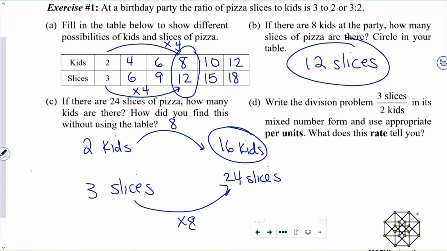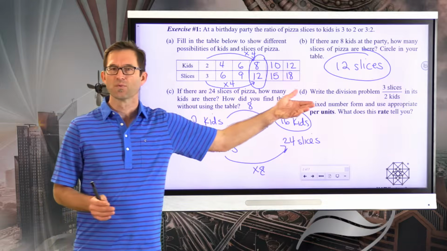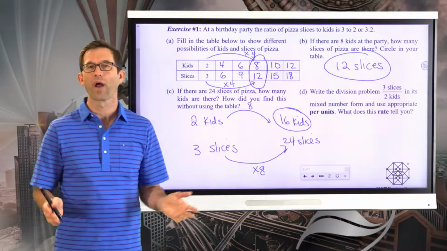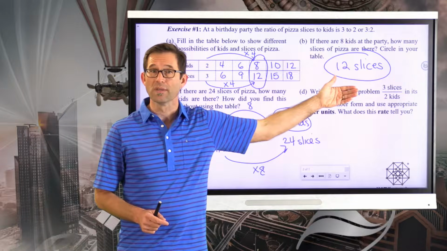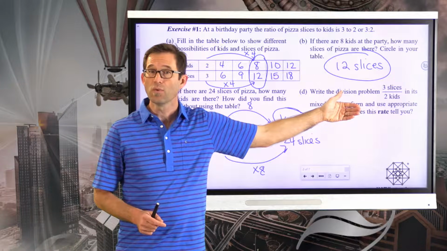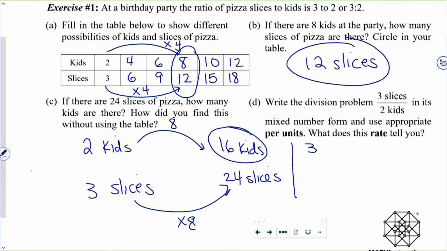Let's take a look at letter D. Write the division problem 3 slices over 2 kids in its mixed number form and use appropriate per units. What does this rate tell you? All right, now you might say, wait, division problem? I thought this was just a fraction. Well, remember, every fraction is division, right? So what we're really doing is we're taking 3 slices of pizza and we're dividing by 2 kids. Now, what does that really give us? Well, here it says mixed numbers, right?